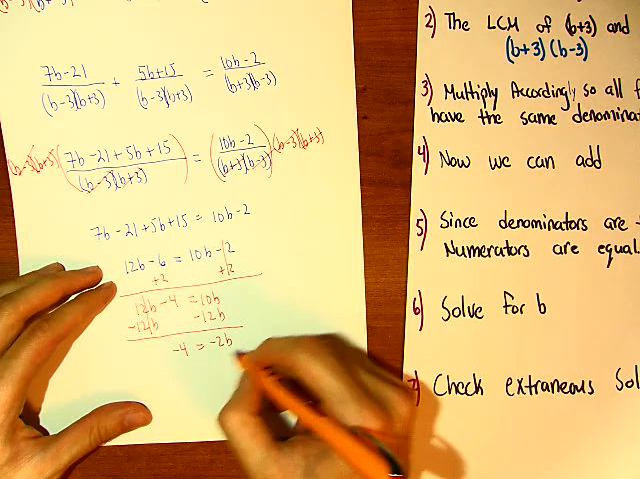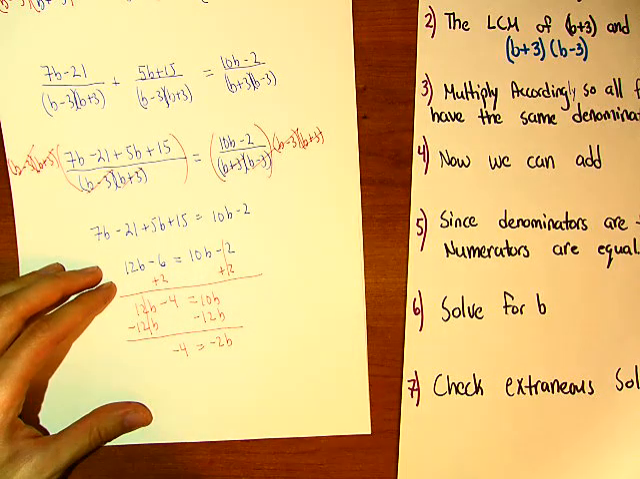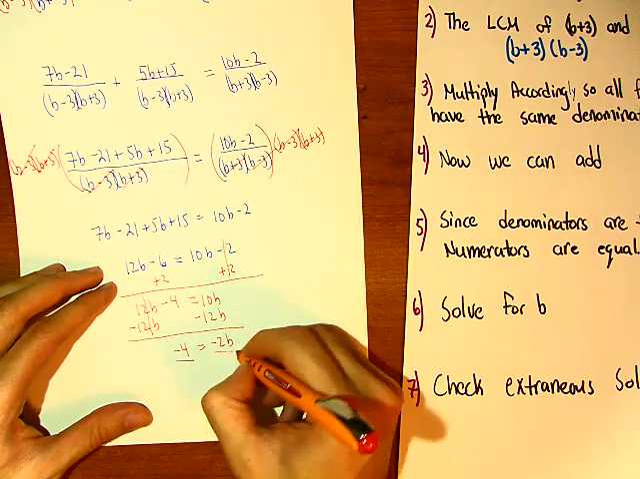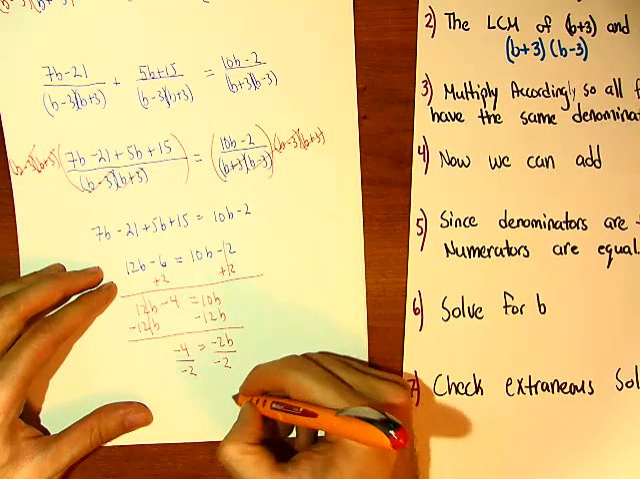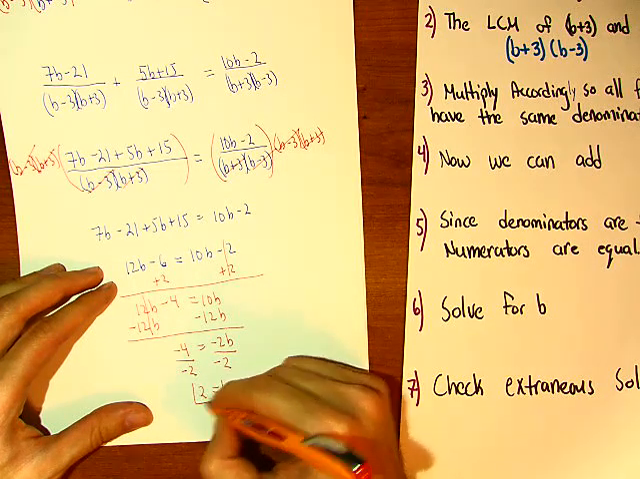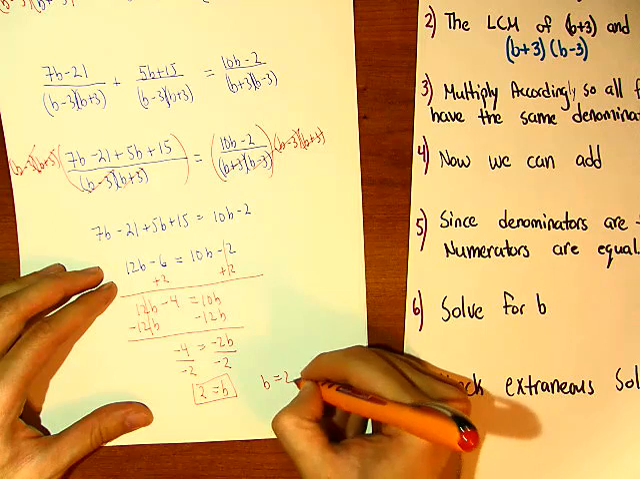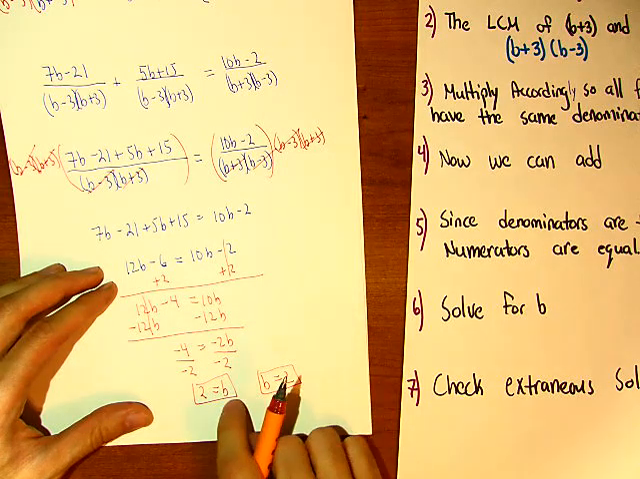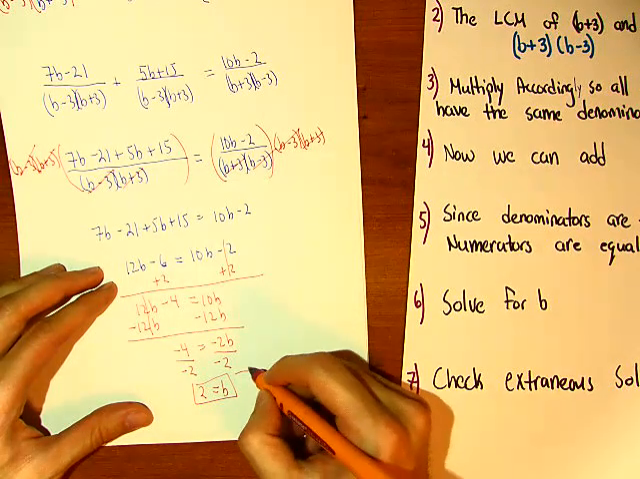Let me put it up a little bit. And then what do you have? You have minus 4 is equal to minus 2b. So you just divide by minus 2 on both sides. And now you get b is equal to 2, right? B is equal to 2. For me, I always like my variable on the left side. So whatever, the same thing.